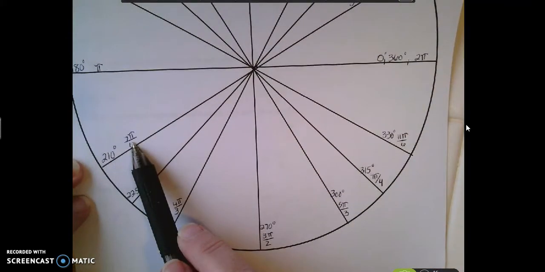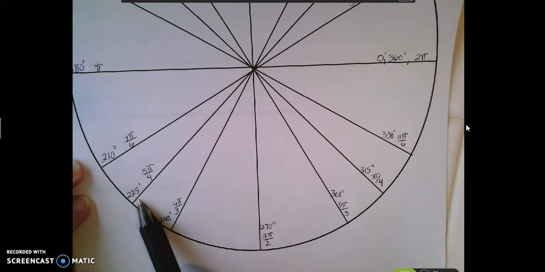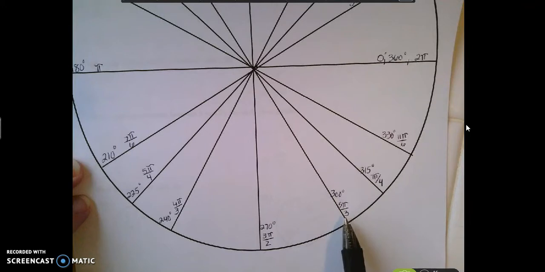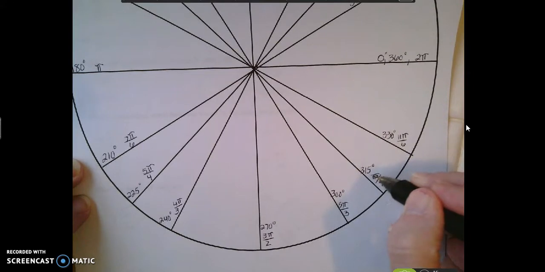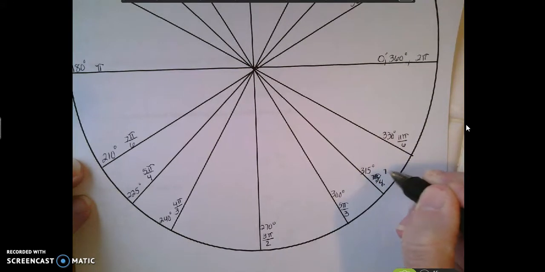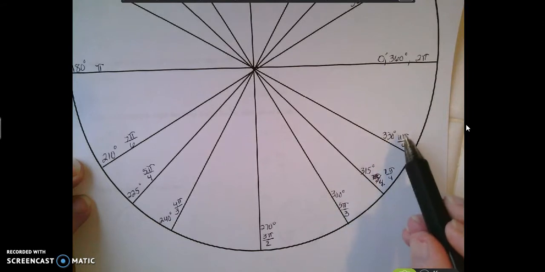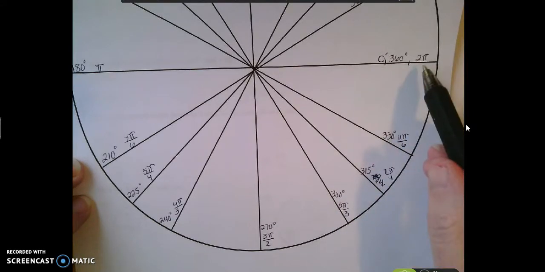210 is 7 pi over 6. 225 is 5 pi over 4. 240 is 4 pi over 3. 270 is 3 pi over 2. 300 is 5 pi over 3. 315 is 7 pi over 4. 330 is 11 pi over 6, and then we're back to 2 pi.